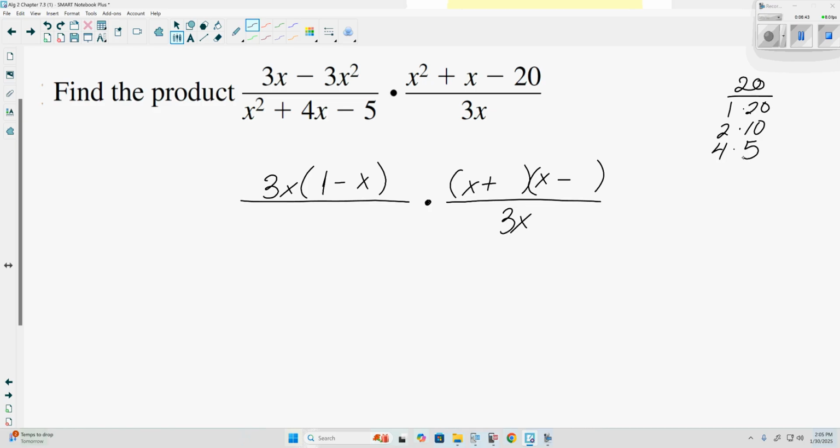Which one of these factors do we want to try first? 5 with the plus, 4 with the minus. And we can check this here just to make sure. X times negative 4, negative 4x. 5 times x is plus 5x. Positive x, which is the middle term we wanted.